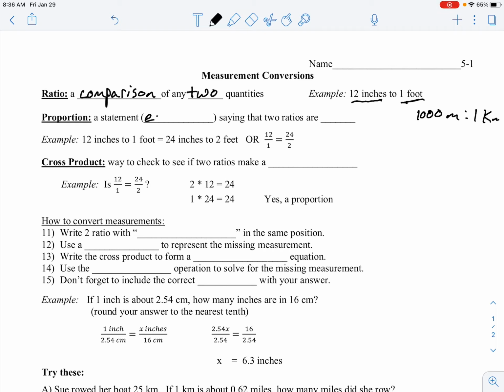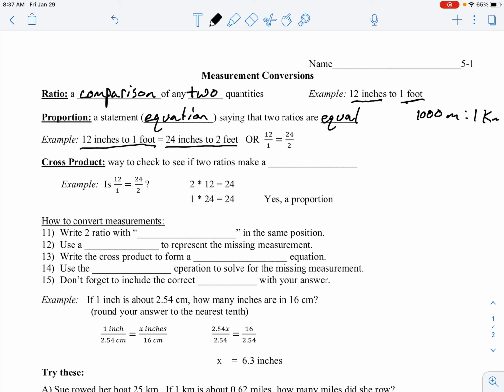A proportion is a statement or equation saying that two ratios are equal. Equal ratios. So, our example here, we got the same one as above, 12 inches to 1 foot, and that's the same as 24 inches to 2 feet. And why is that the same? Well, if we remember reducing our fractions, 24 over 2, if we reduce this one, we get 12 over 1. And we've got equal ratios going on there. So this example here would be proportional because the ratios are equivalent.